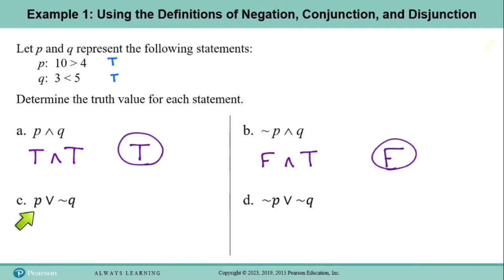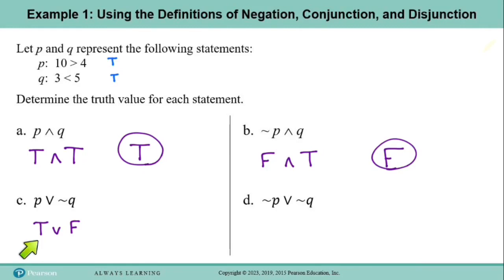Let's look at part C. So here we have P or not Q. Now we know that statement P is true, then we have our OR symbol, and then not Q is the opposite value from Q. So if Q is true, that means not Q is false. Okay, so now this is an OR.